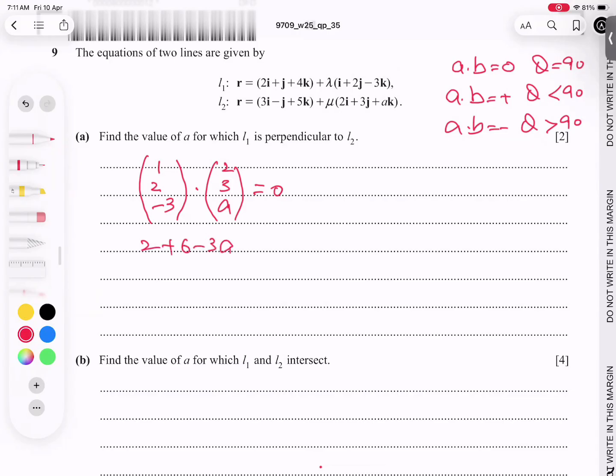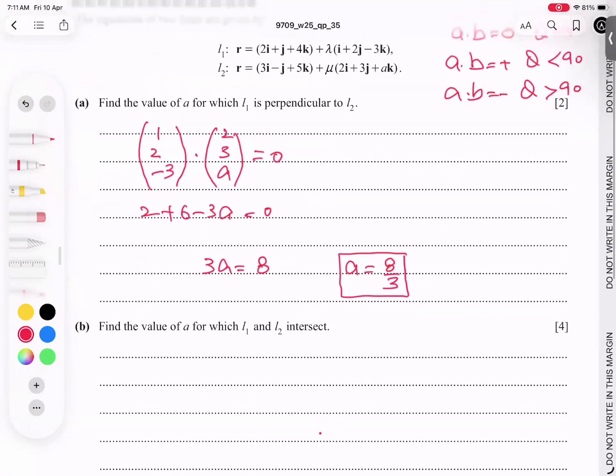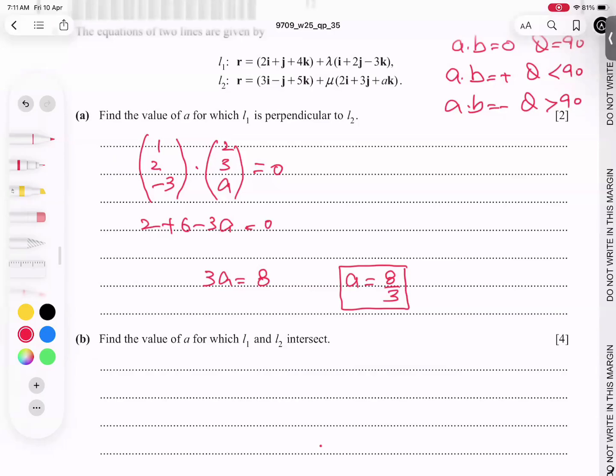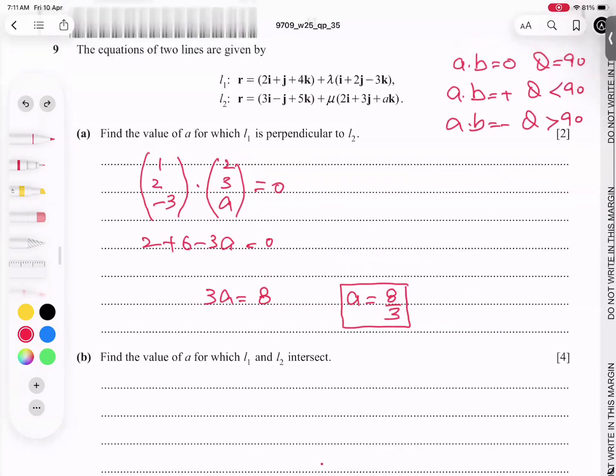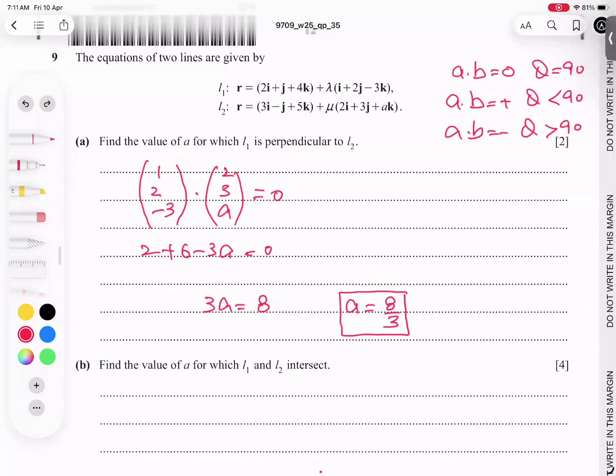And now, so 3a I'm keeping here and 8 goes on the other side. So negative, negative cancel and the A value becomes 8 over 3. This is condition number 1 in case they are perpendicular. Now he's saying they are intersecting. For this criteria, we convert both lines into standard form. So I'm writing here standard form.